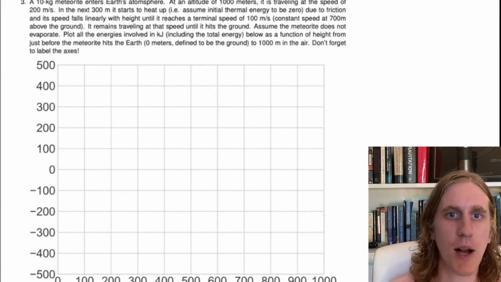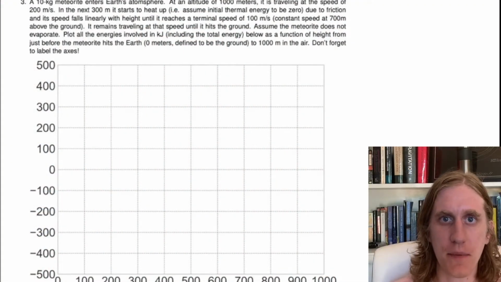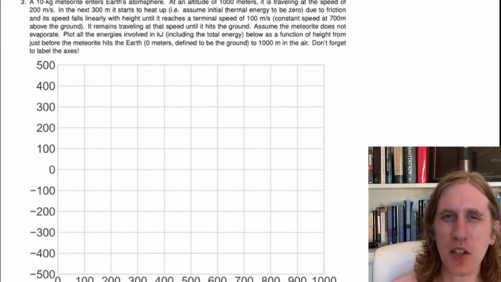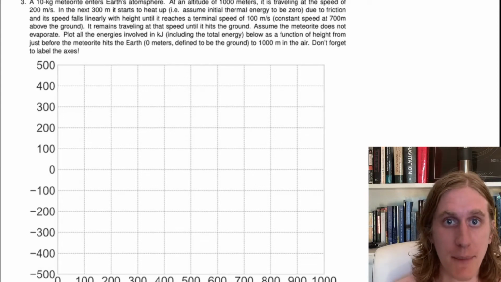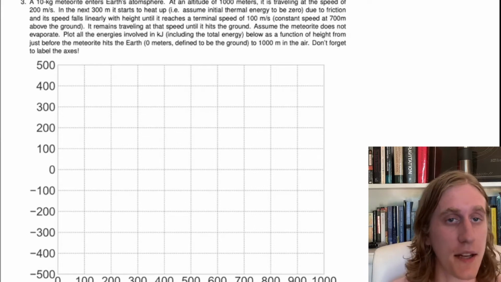Here's a practice problem for graphing energies. Now, this practice problem is actually one of the practice problems that I've uploaded to Canvas for your midterm practice. So this is a really good example of the kind of thing you would expect to see on an exam with this kind of problem.